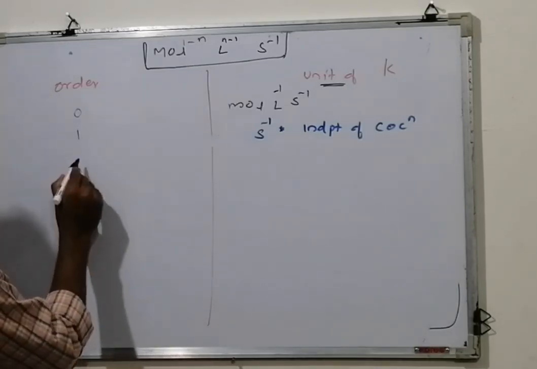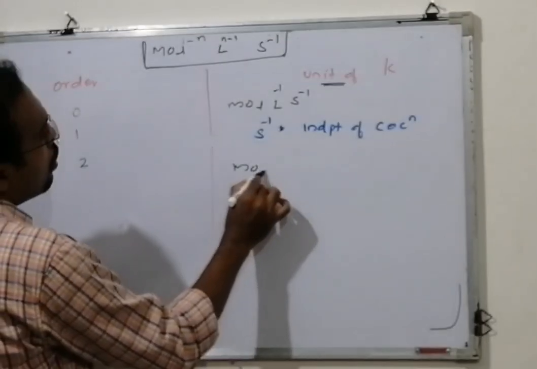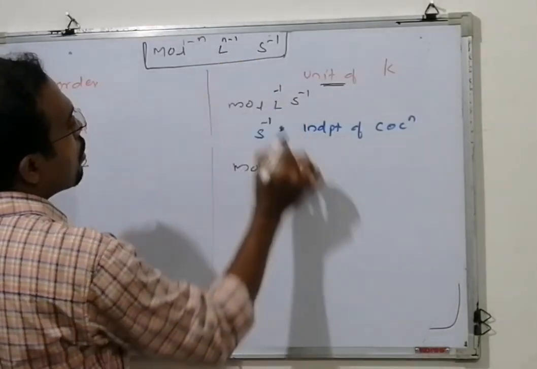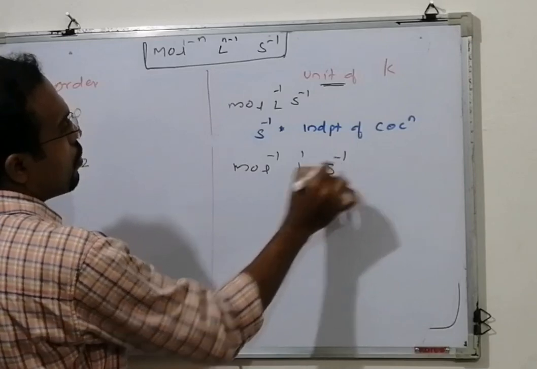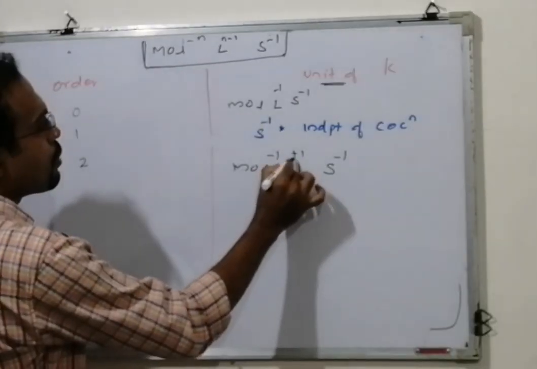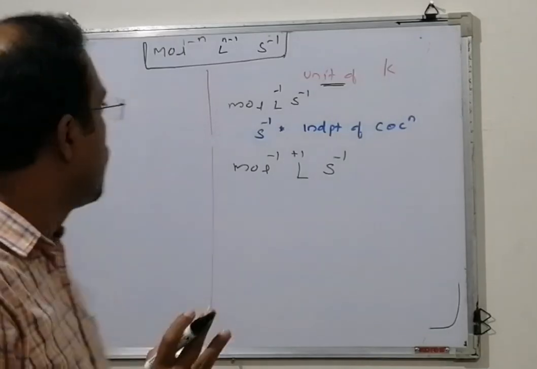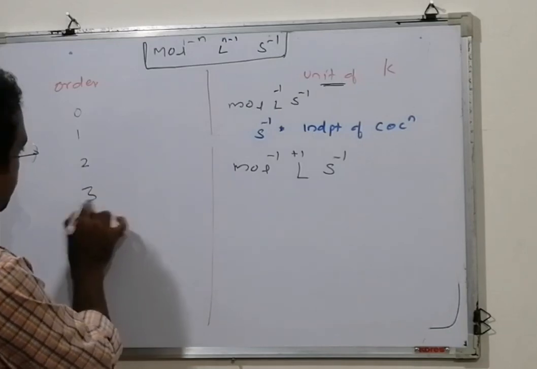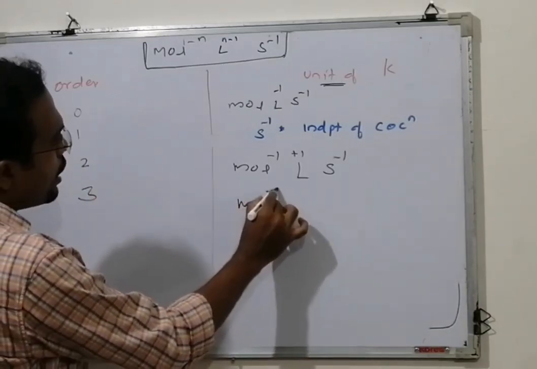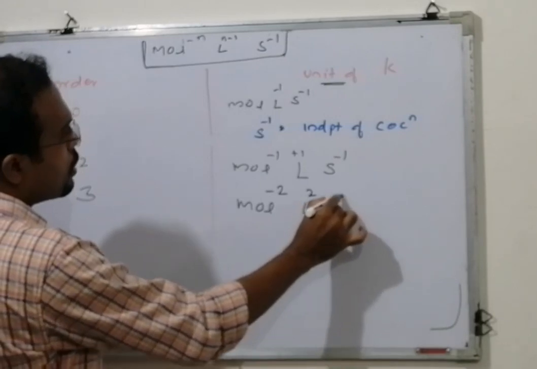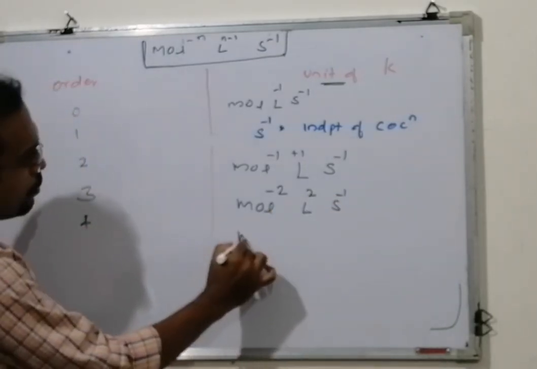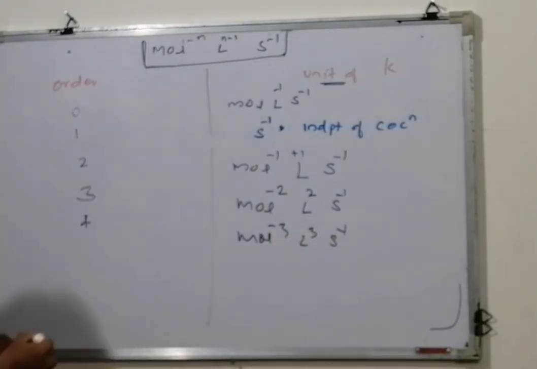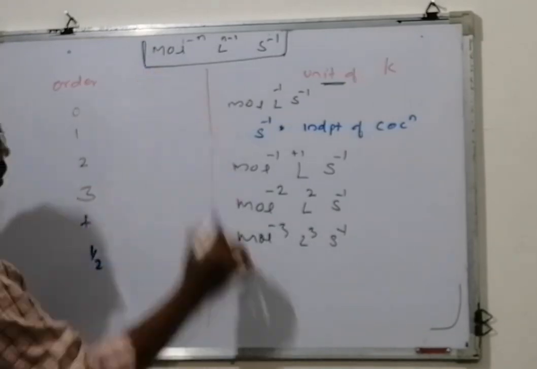Now second order: mole minus 1, liter 1, second raised to minus 1. Third order will be mole minus 2, liter plus 2, second minus 1. Fourth order, mole minus 3, liter 3, second minus 1. Do you get the idea? Suppose it is a fractional order, what shall it be?